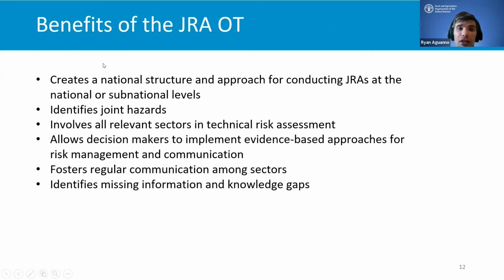So the benefits that we've seen from the joint risk assessment operational tool, and you will have, I think in the next session, some practical operationalization of the JRA in some countries. But from what we've seen, it creates a national structure and approach for conducting joint risk assessments at the national or subnational levels. It identifies joint hazards. It involves all the relevant sectors in the technical risk assessment. It allows decision makers to implement evidence-based approaches for risk management and communication. It fosters regular communication amongst the sectors. So in some cases, it's one of the first ways that regular communication across the sectors has been created. And it helps identify missing information and knowledge gaps that can then be filled in subsequent iterations.